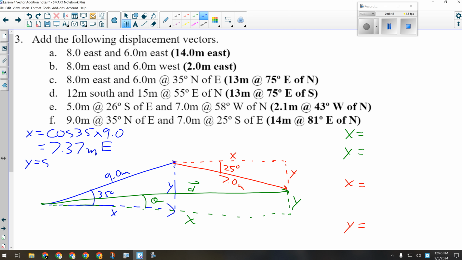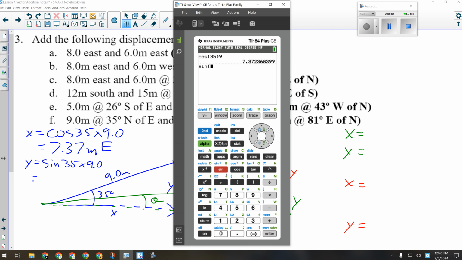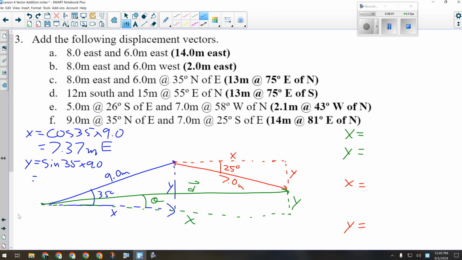Y is the opposite side, so we'll go sine of 35 times 9.0 meters. So we got 5.16 meters, and that one is north. So we have an easterly directed vector and a northerly directed vector out of that triangle. For the red triangle, we're going south and east. So to calculate x in that triangle, x is adjacent, so we'll go cos of 25 times 7 meters.